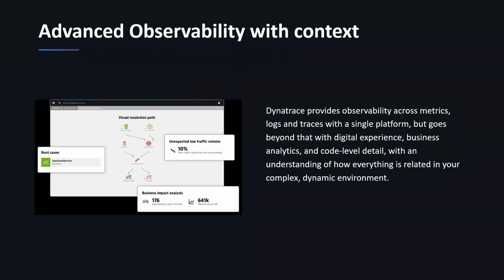These are the things: advanced observability with context. Dynatrace provides observability across metrics, logs, and traces on a single platform, but goes beyond that to digital experience, business analytics, and code-level details. Even at the code level, I can see your classes, all those things. And with an understanding of how everything is related in your complex and dynamic environment. This is called the visual resolution path, so you can understand from top to bottom, bottom to top, what the root cause is.